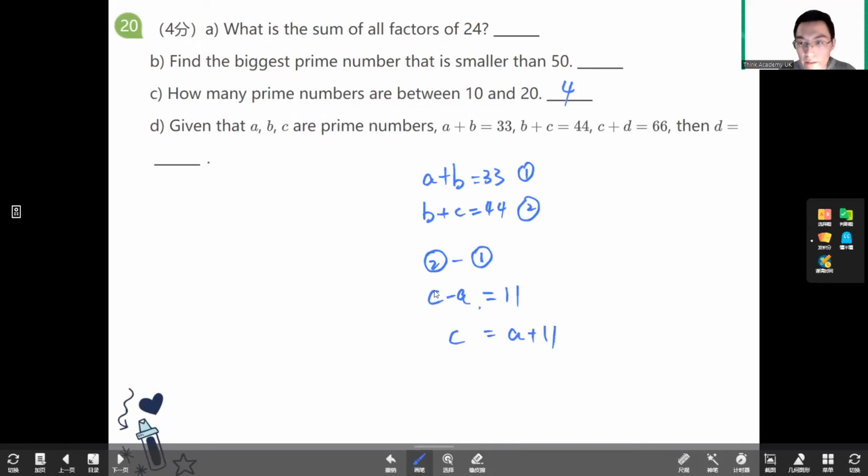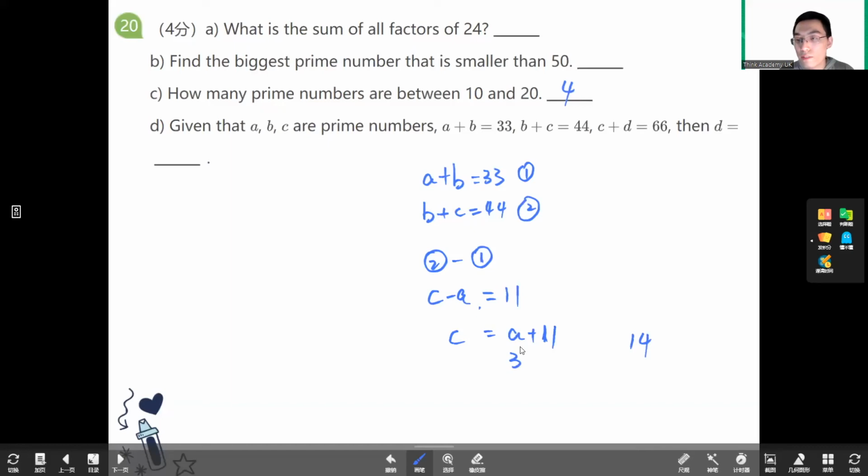Okay. And here's the most important part of this question. It's the essence for you to quickly solve it. Because C is a prime number, and all prime numbers are odd numbers, so this is odd-even analysis. Can A be an odd number? Odd number plus odd number. For example, if A is 3, 3 is a prime number, but 3 plus 11 is 14.